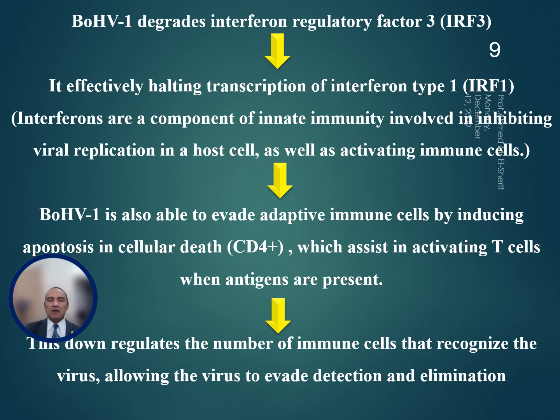Bovine herpes virus 1 is also able to evade adaptive immune cells by inducing apoptosis in the cellular death or CD4+ cells, which assist in activating T cells when antigens are present. This down regulates the number of immune cells that recognize the virus, allowing the BoHV1 virus to evade detection and elimination and propagate inside the animal cells.